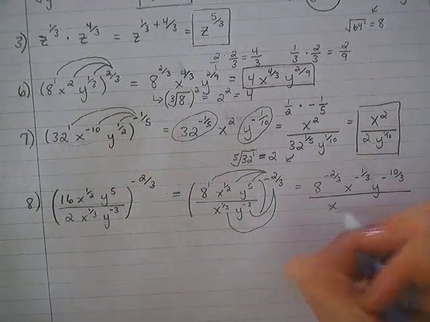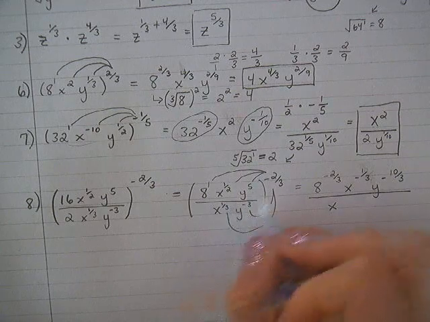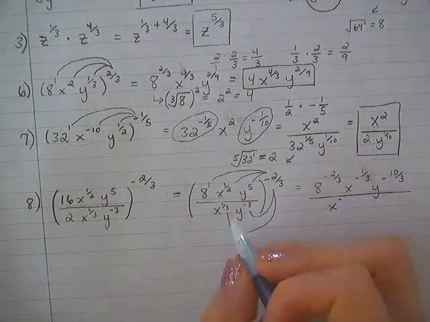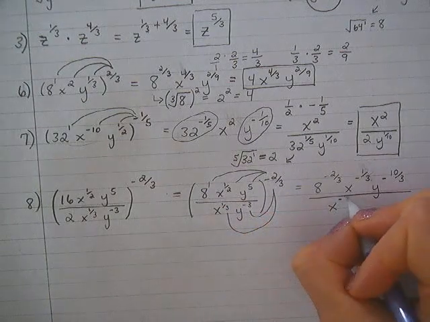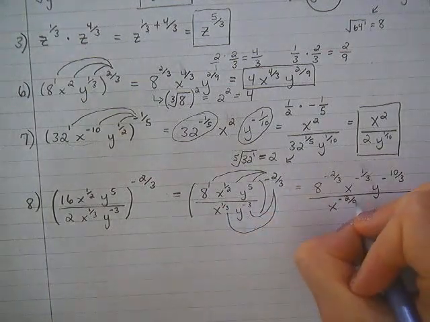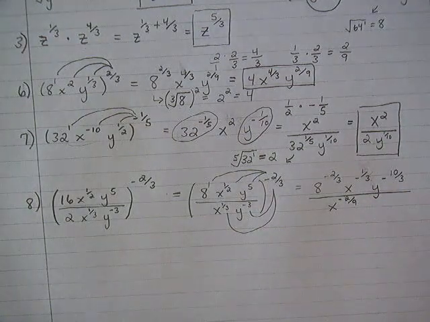And then on the bottom, you have 1/3 times negative 2/3. Again, a positive times a negative is a negative. And then 1 times 2 is 2, and then 3 times 3 is 9. That ends up being negative 2/9.